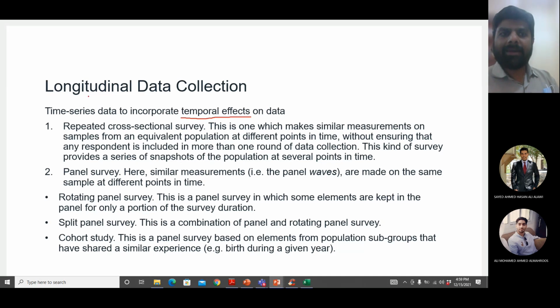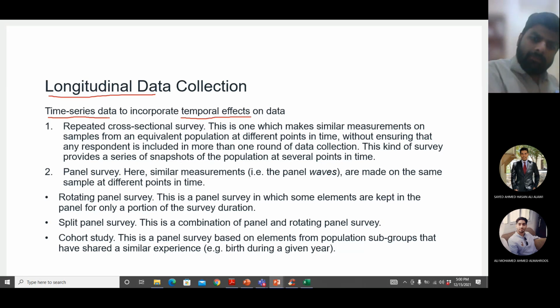The data, one name is longitudinal data, another name given to that is time series data. Data collected multiple times, the same data collected multiple times. Time series data or longitudinal data can be of 2 types: repeated cross-sectional survey or panel survey.